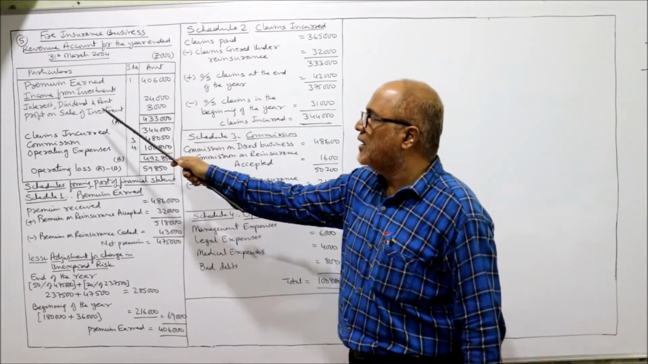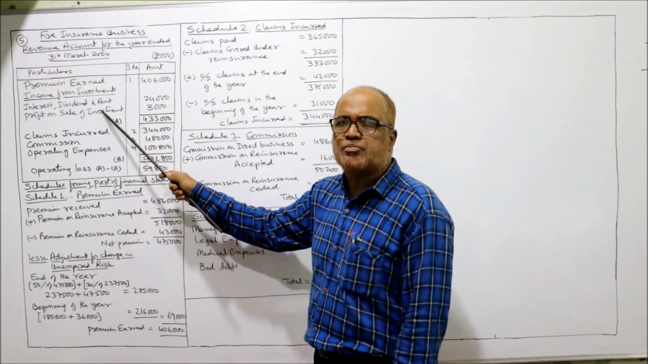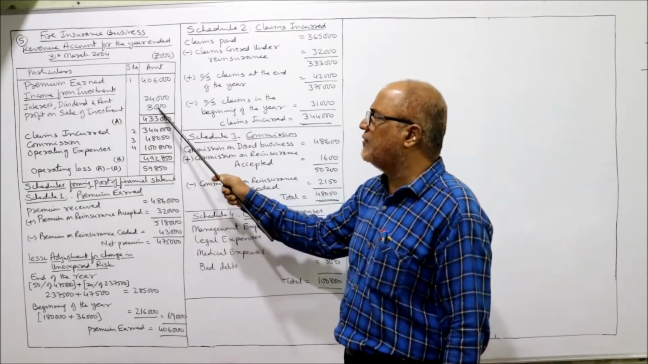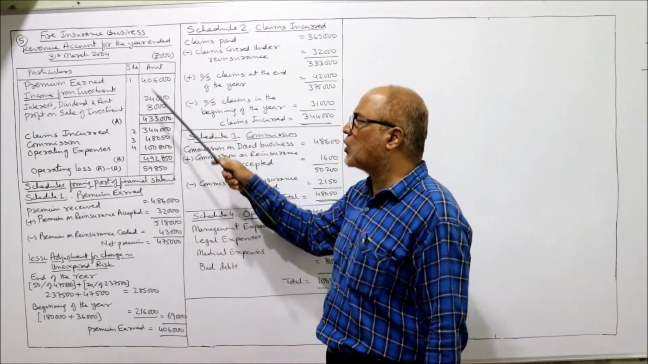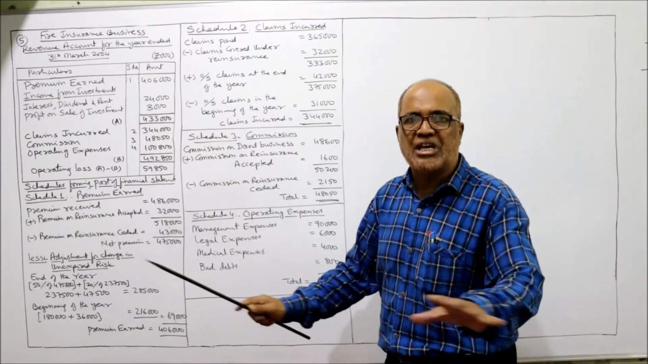First item completed. Now interest, dividend and rent, no adjustment, nothing, no complication. Directly we will take profit on sale of investment. Total of A is 4,33,000. This is the revenue.